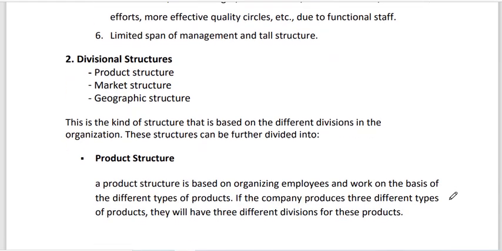Now the second type of organization structure, in which the first is product structure and the second is divisional structure.